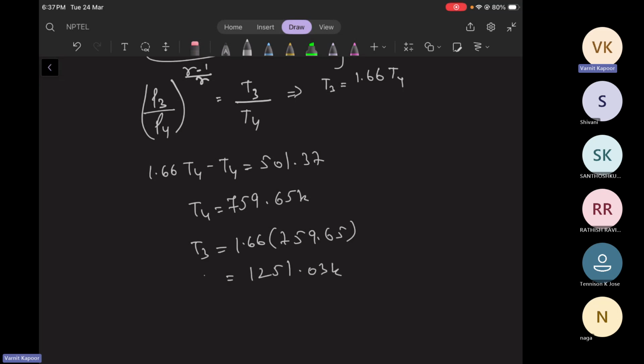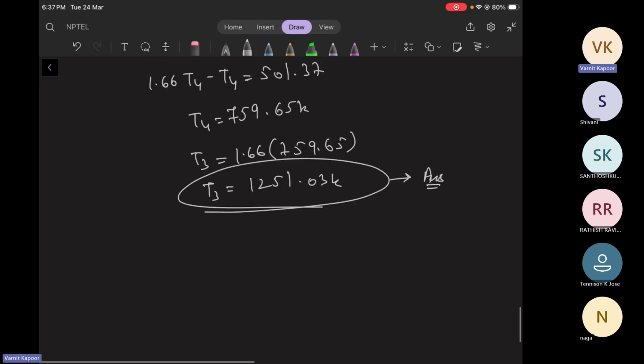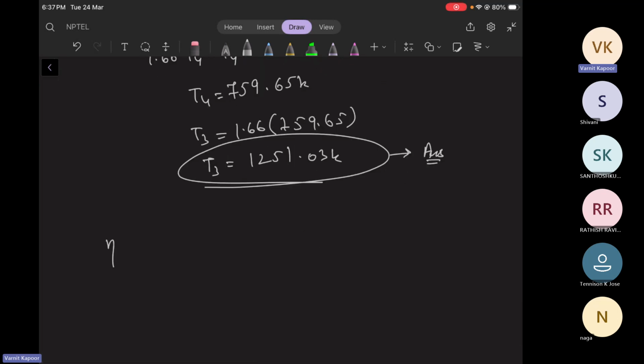1251.03 Kelvin. And this was asked, the maximum temperature. Now you got the maximum temperature. Also efficiency, we know directly: 1 minus 1 by Rp to the power of gamma minus 1 by gamma. Rp was 6, and gamma minus 1 is 0.4 by 1.4. This was easy to calculate. So it is 40.06%. Answer.